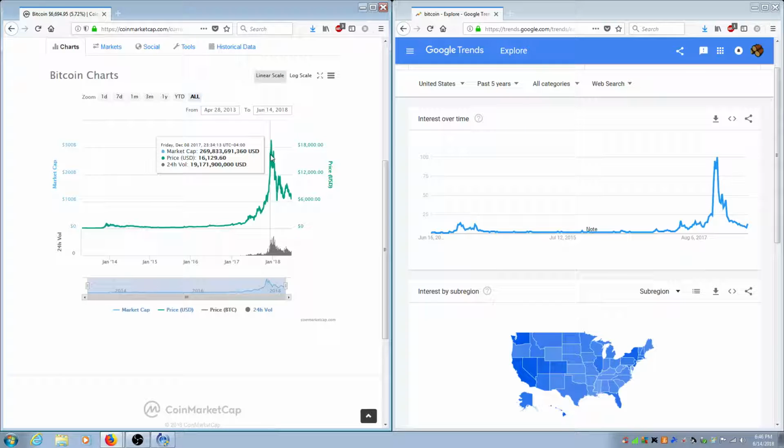Even as much as people were interested in it, it still couldn't sustain itself at this price. Because at this price, people were paying $16,000 a Bitcoin on December 8th of last year, and people didn't know what it was. They still didn't know what it was, and they still don't know what it is. But they knew that they were going to be able to sell it for $1 million one day.